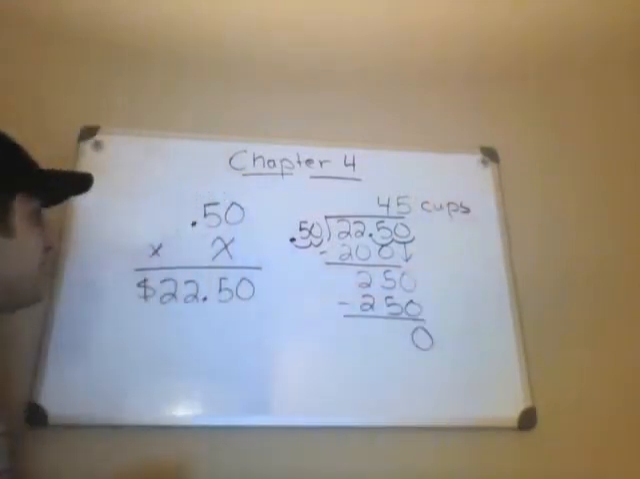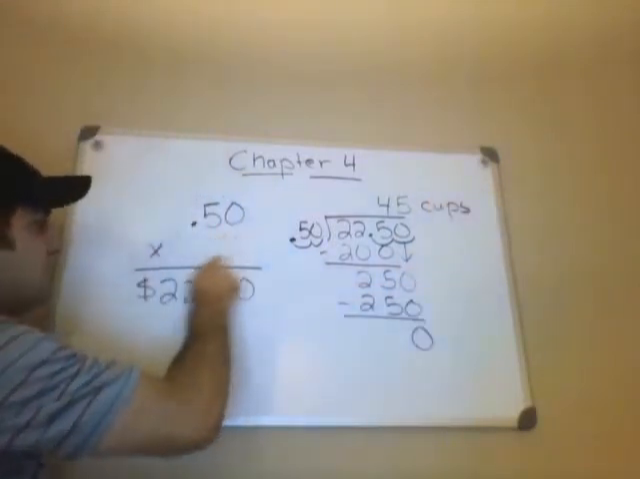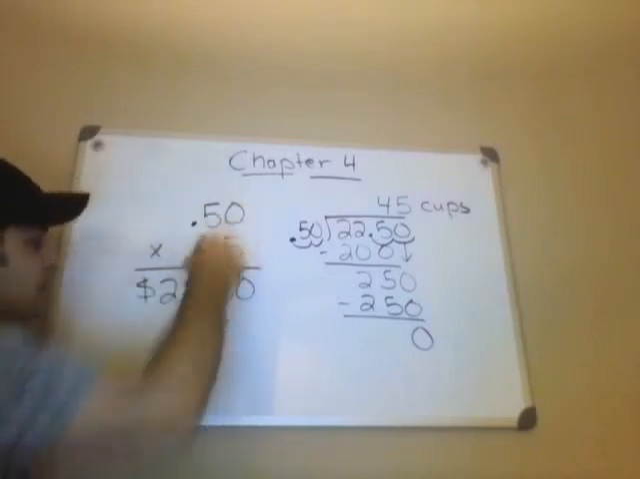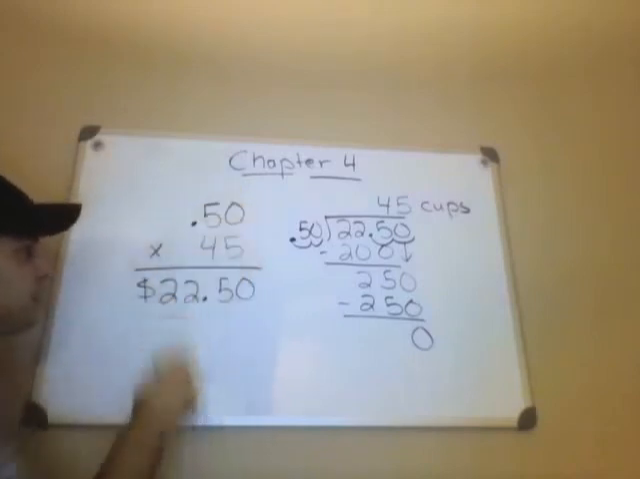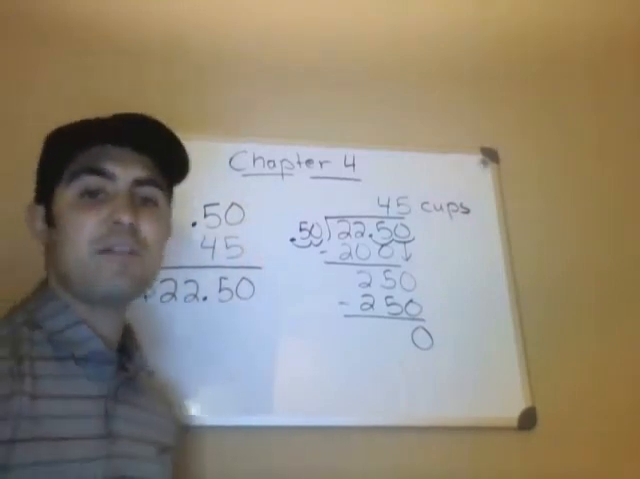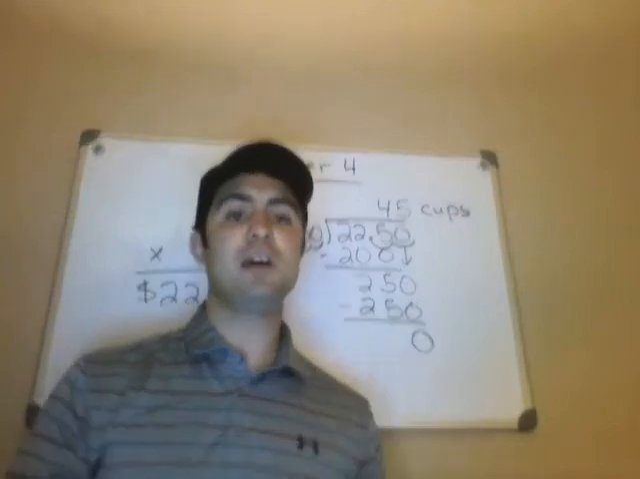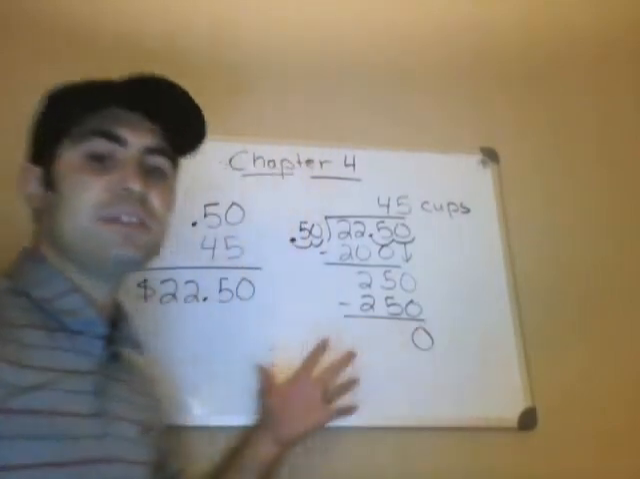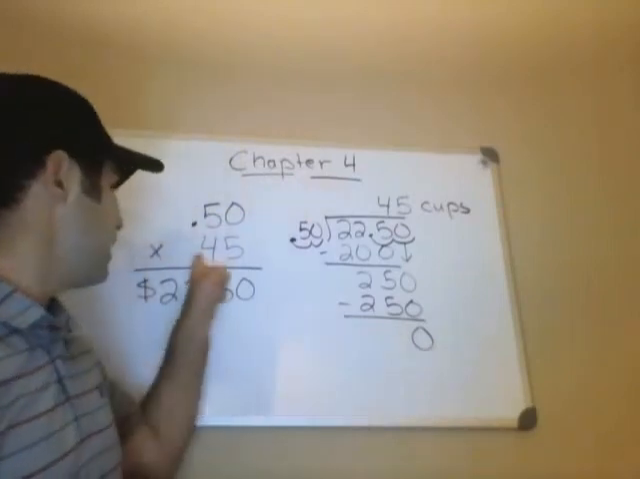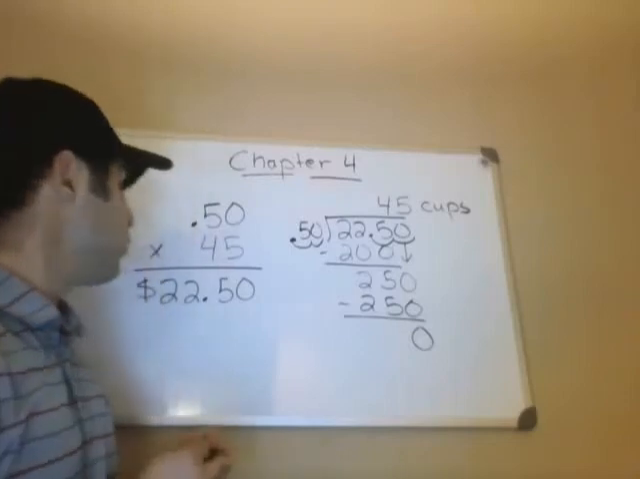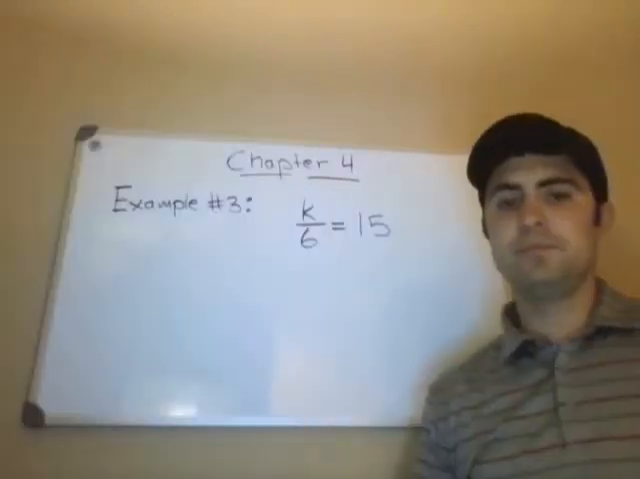If you want to check it, just substitute it in right there. 45. If you take 50 times 45, you're going to get $22.50. So this is a real life example of how you can use a missing factor, this algorithm here, and find out an answer to something that you might think of in real life. So we sold 45 cups of lemonade.